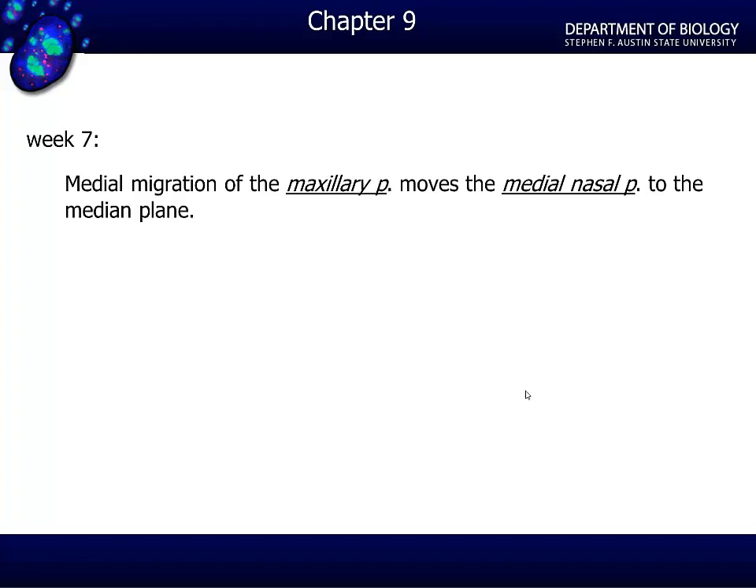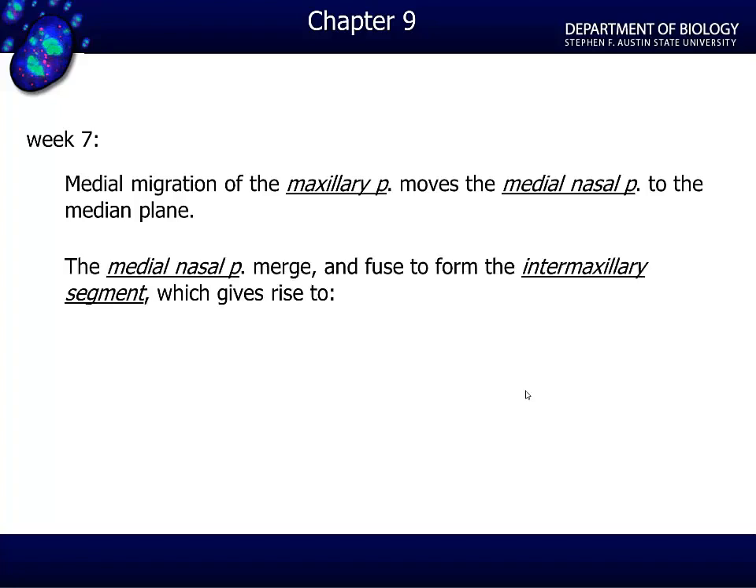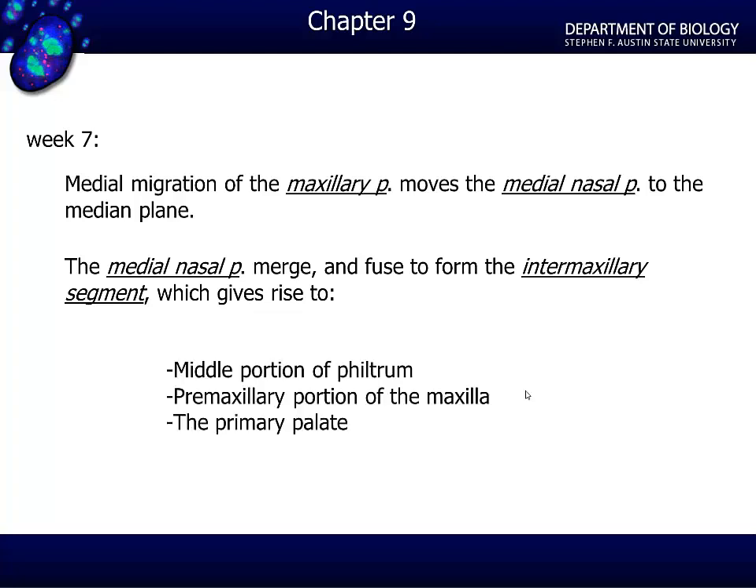So here in week 7, we see that relative medial migration of the maxillary prominence, thus pushing the medial nasal prominences together. As they fuse together, portions of that medial nasal prominence are going to form what is referred to as the intermaxillary segment. This intermaxillary segment is important because it is going to give rise to the premaxillary part of the maxilla. The maxilla is not going to be one continuous bone. We're going to have a right and left maxilla with this premaxillary bone right in the middle. So that's going to come from our intermaxillary segment.